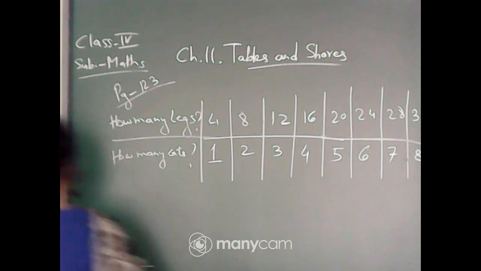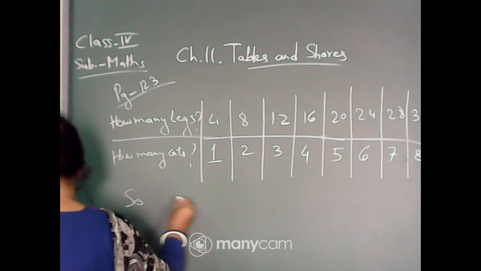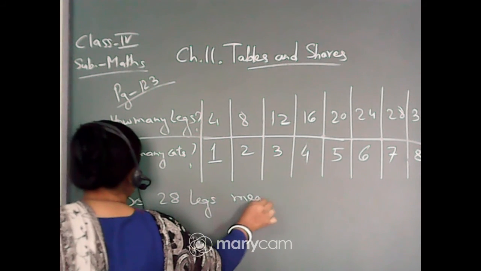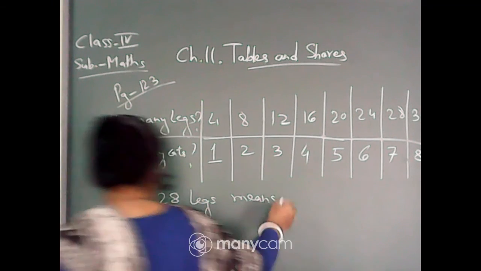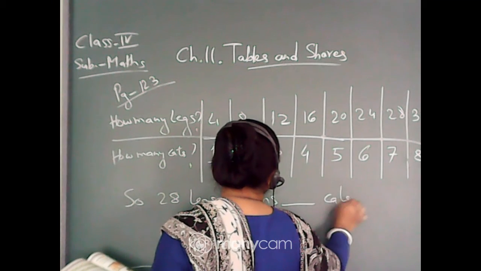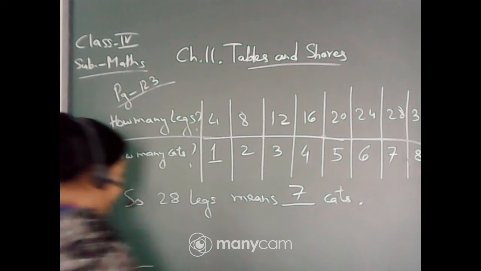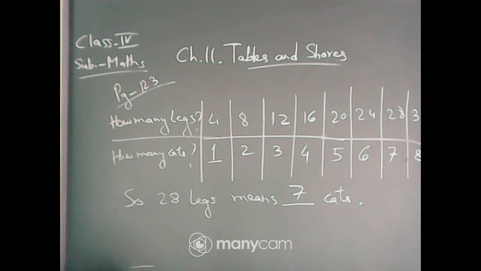So 28 legs means dash cats. How many cats? For 28 it is 7, isn't it? So there are 7 cats. Since she has counted, sorry, 28 legs she has counted, that's why there are only 7 cats. Okay. Clear? This 7 you will write in the book.